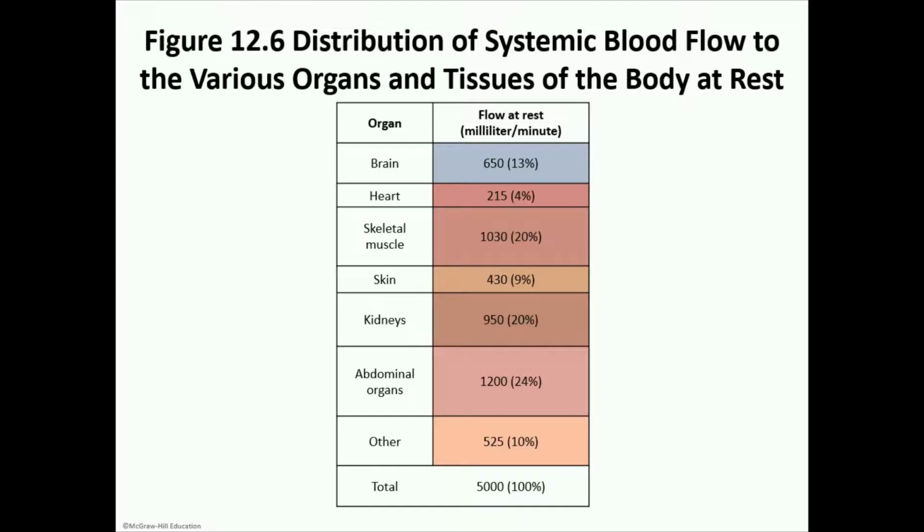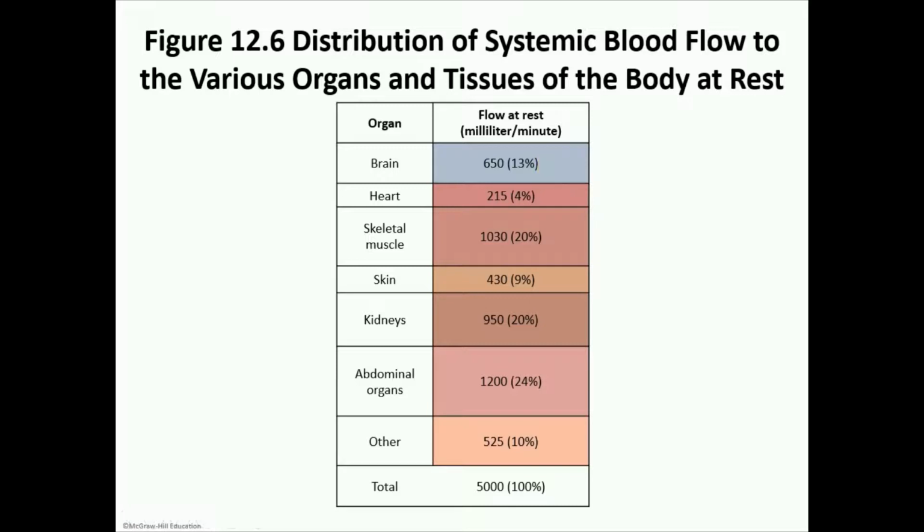You don't have to worry about these numbers, but I just thought it was really interesting that at rest, okay, we have about 5 to 6 liters of blood. Okay, and you'll find that most of that blood is actually in the abdominal organs. So about 1/4 of it is in the abdominal organs. You could see, for example, about 1/5 of it is in your skeletal muscles. The brain has only 13%, and so on.